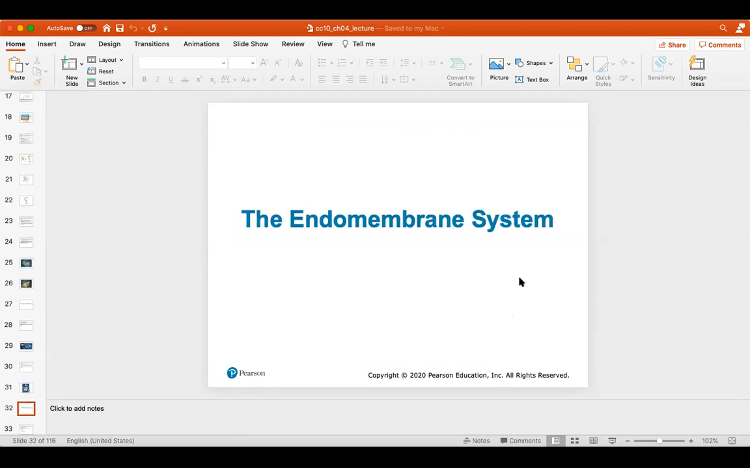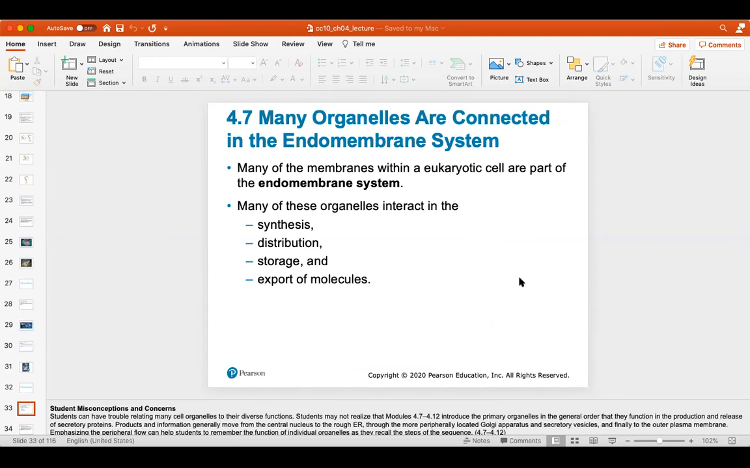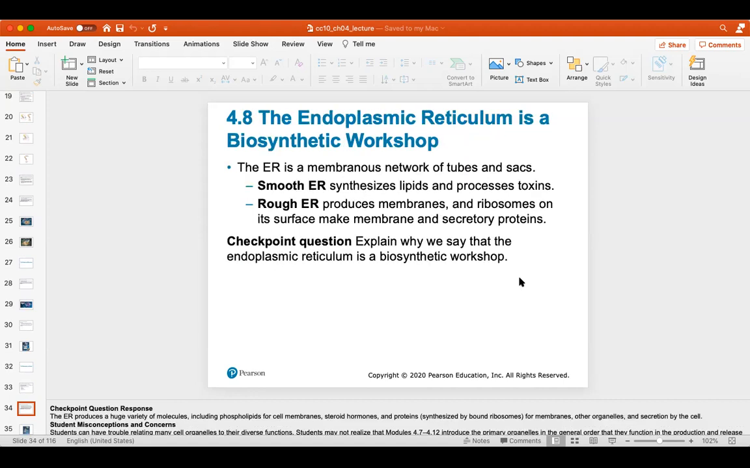The endomembrane system refers to all the organelles kind of interconnected in what we call the endomembrane system in the eukaryotic cell. They will interact in the synthesis, distribution, storage, and export of molecules. So kind of think of these membranes as kind of like an Amazon distribution center. The endoplasmic reticulum is a biosynthetic workshop.